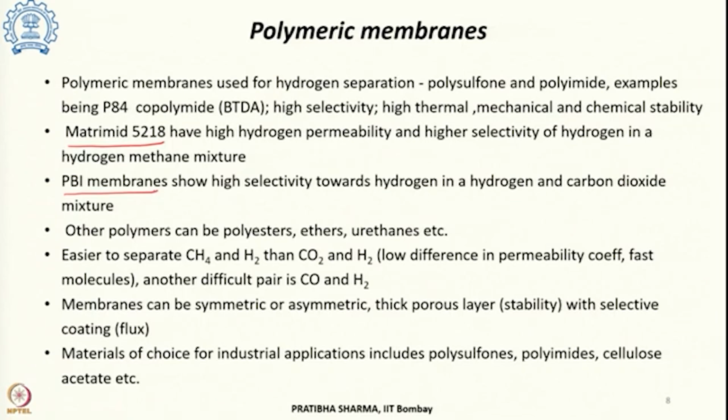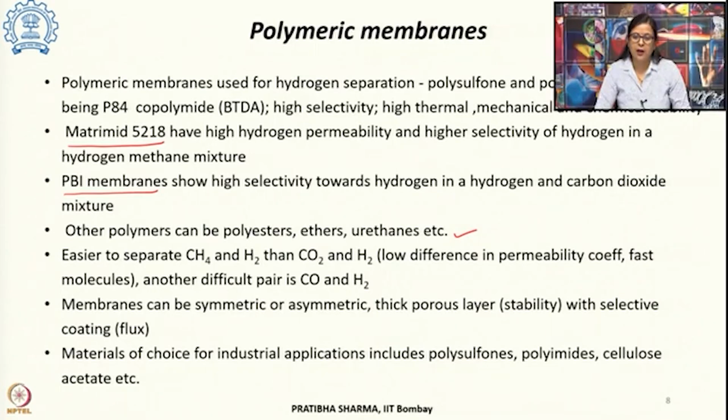BBI membranes can be used for separation of hydrogen and carbon dioxide mixtures because they have high selectivity towards hydrogen. There can be other polymers which can also be used, like polyesters, ethers, and urethanes, but overall the findings are that it is easier to separate hydrogen from methane compared to hydrogen from carbon dioxide and hydrogen from carbon monoxide.